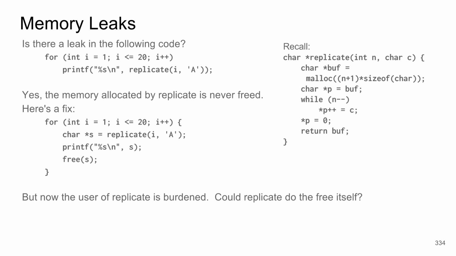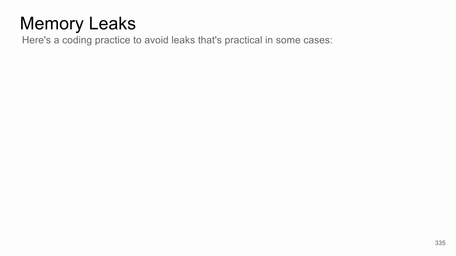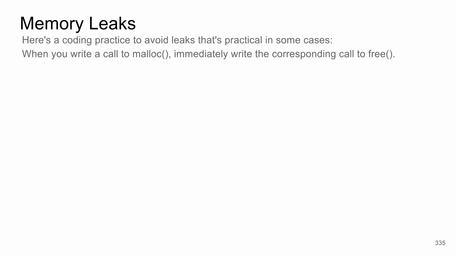Okay. Does that make sense to everybody? Hopefully I didn't confuse you too much with my poorly made slides. Here's a coding practice to avoid leaks that's practical in some cases. It's just a little motto: when you write a call to malloc, immediately write the corresponding call to free. This wouldn't really work, especially in our last example. So what would be the issue applying this practice to our last example?